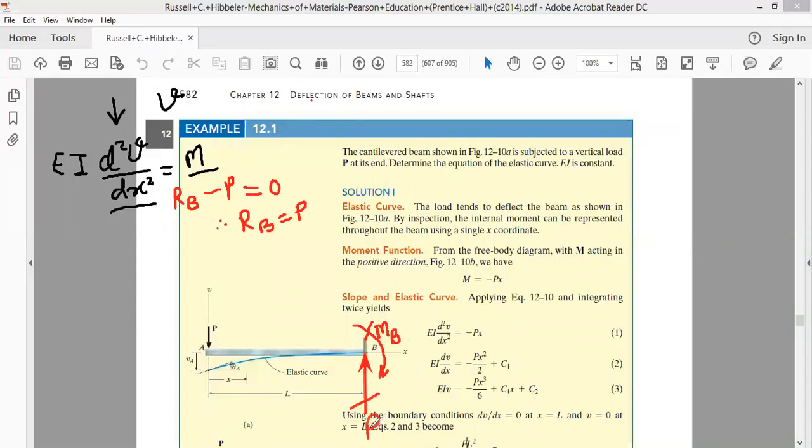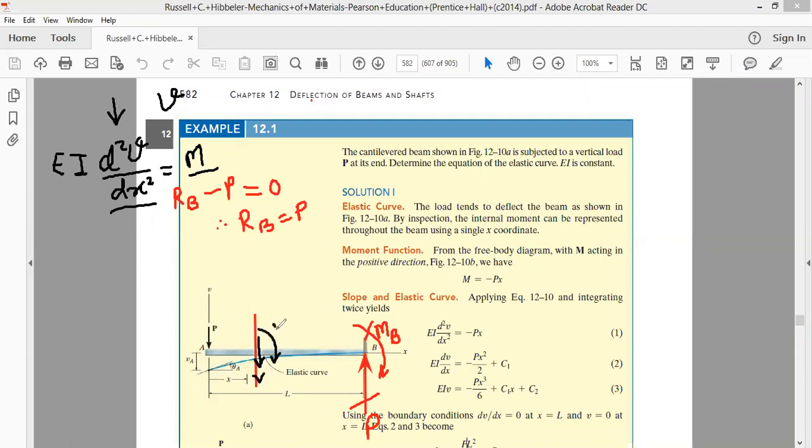This is it. Now in order to find the bending moment at any point, we will draw a section. We'll take a section at that point. On that section, let the value of the shear force be equal to V, and let's suppose the bending moment here is equal to M.